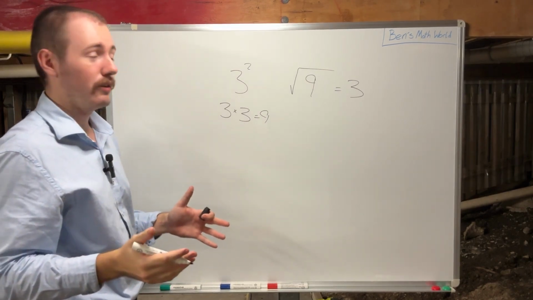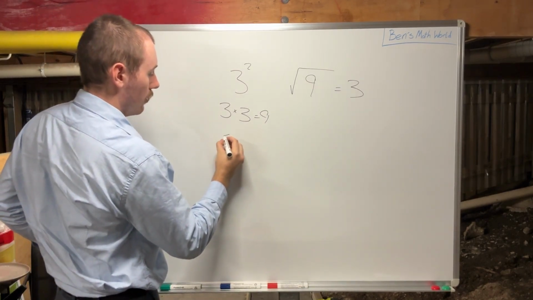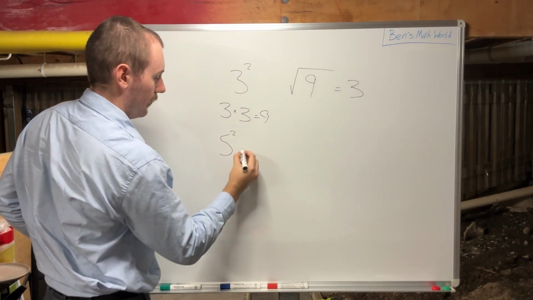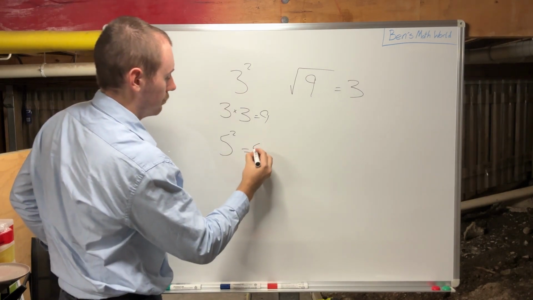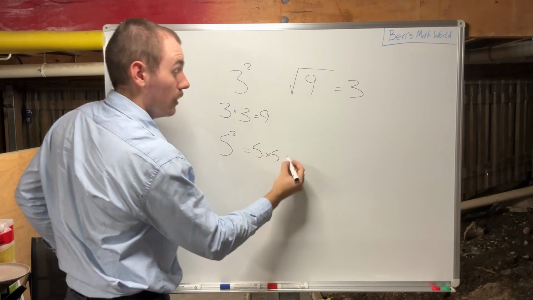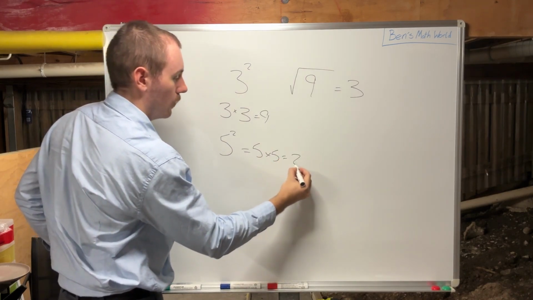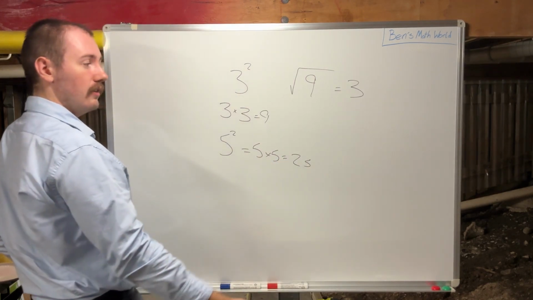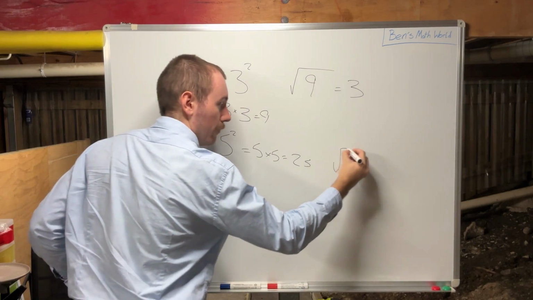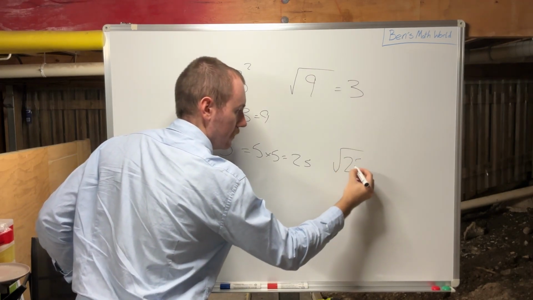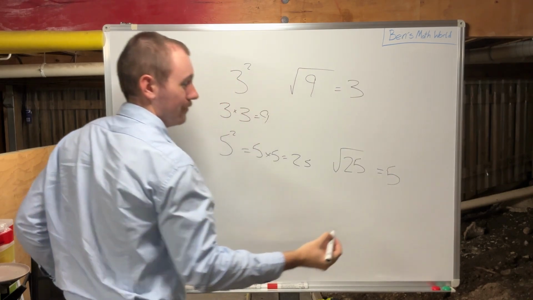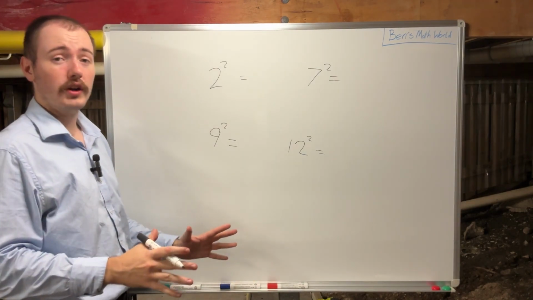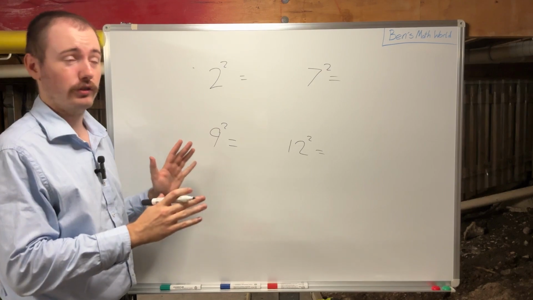Now, we can try that with some other numbers. Let's do 5 squared. So that is equal to 5 times 5, which is equal to 25. So now, if we go and do the square root of 25, that is going to equal 5. Okay? So I've gone ahead and given you a couple practice questions.